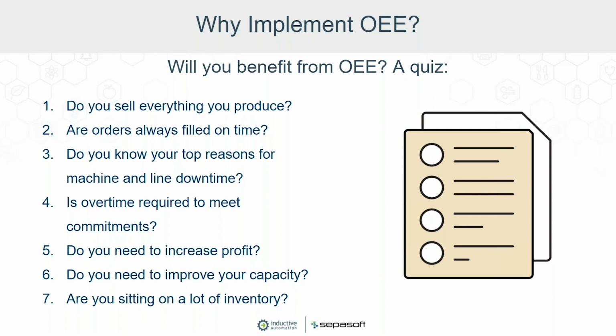Is overtime required frequently to meet your commitments? Do you need to increase your profit and your profitability and revenue? Do you need to improve your capacity? Are you sitting on a lot of unused inventory? It should be pretty clear, but if you answered no for any of 1 through 3, or yes for any of 4 through 7, you might really benefit from determining your OEE score and understanding your line availability, your performance, your product quality. These questions are the ones that are going to guide you towards implementing OEE and trying to get a sense of what's happening there.